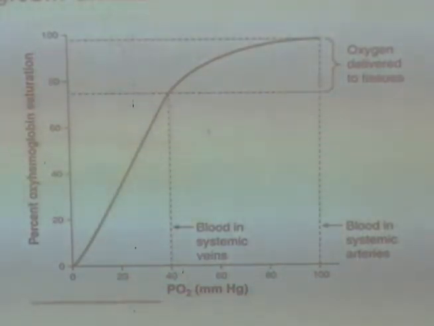So the take-home message is when the muscle is exercising, we see an increase in temperature and an increase in acidity and an increase in oxygen delivery off of the hemoglobin.